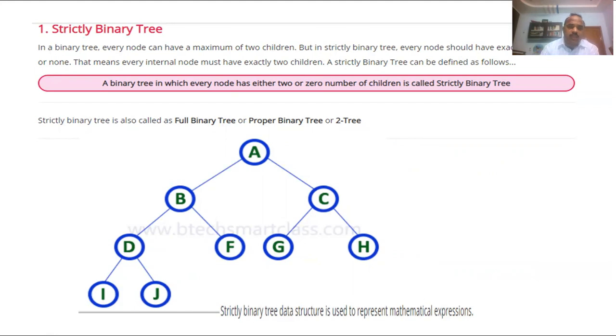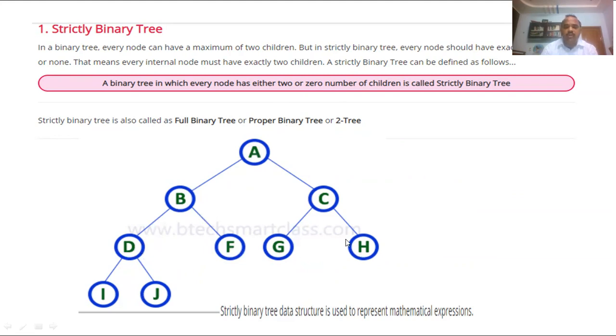So next one is strictly binary tree. Binary trees have 3 types. First one is strictly binary tree. A binary tree in which every node has either 2 or 0 children is called a strictly binary tree. For example, A has 2 children, B and C. B has 2 children, D and F. D has I and J. C has G and H.